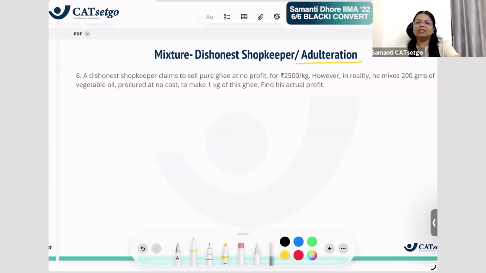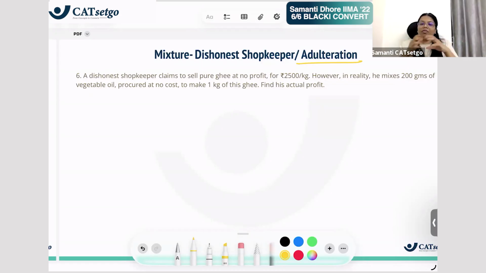Adulteration, right? This is what we are going to deal with now. And that is where the concept of the dishonest shopkeeper also comes in. What do we know? Shopkeepers mix some inferior quality of things or some impurities into your original premium quality in order to drive down the cost. That is exactly what happens with the dishonest shopkeeper we learned about in profit and loss.